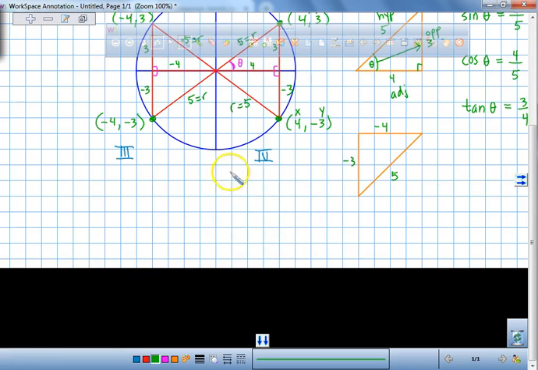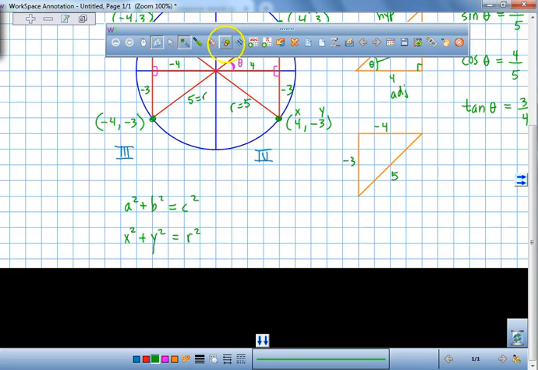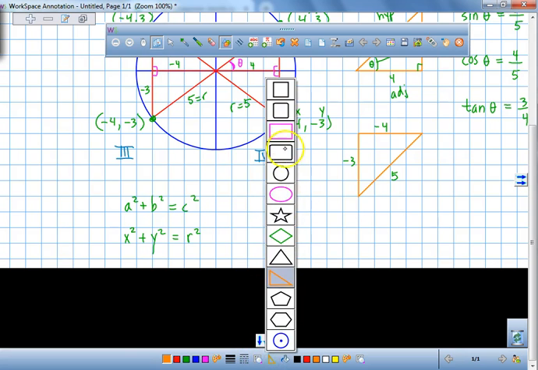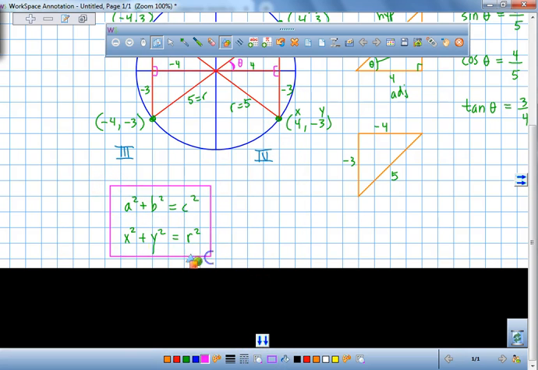Now, in the Pythagorean identity, you guys know a squared plus b squared equals c squared. But what I'd like you guys to do is underneath a squared plus b squared equals c squared, please write this. Your x value squared plus your y value squared will always equal your radius squared. So I want you to see the connection between these two concepts. So right now, please put this in your journal.